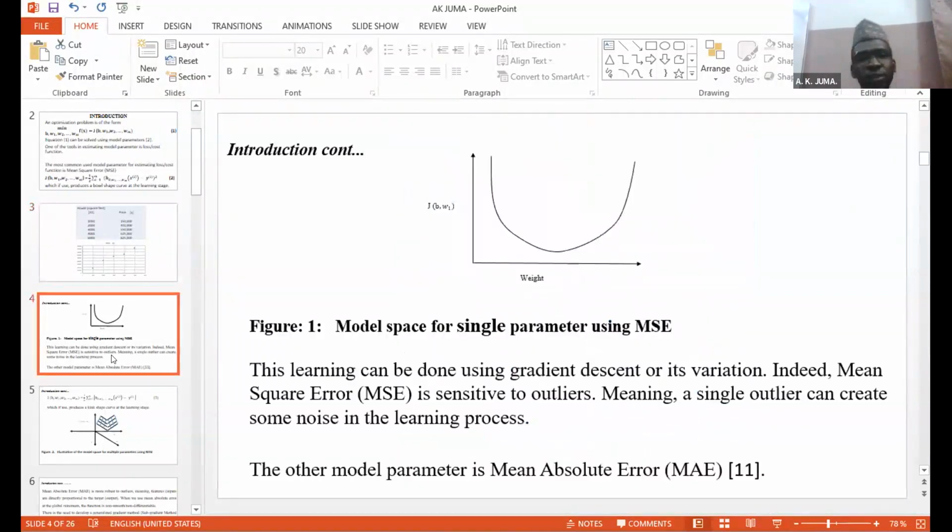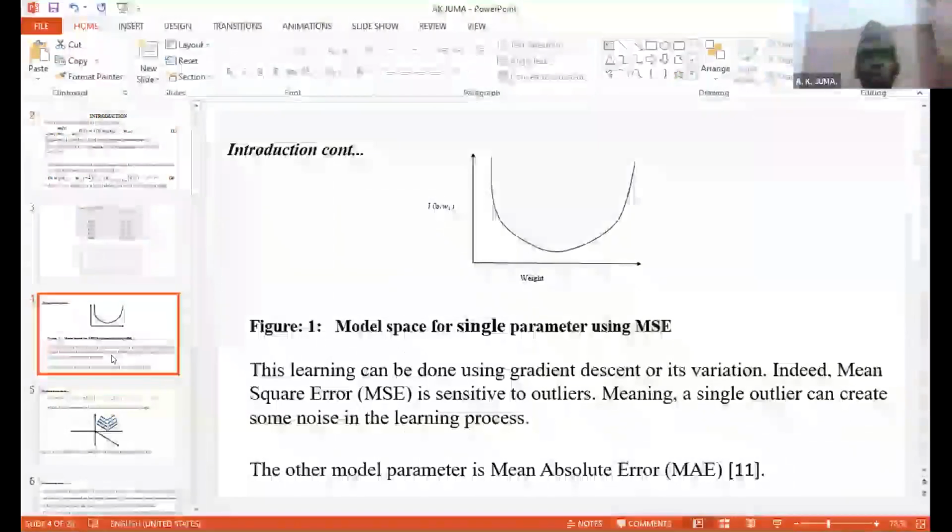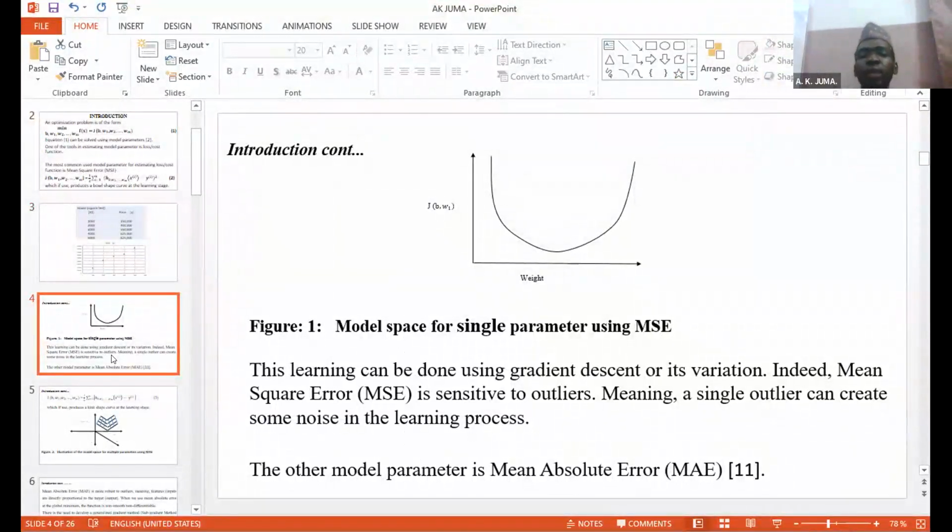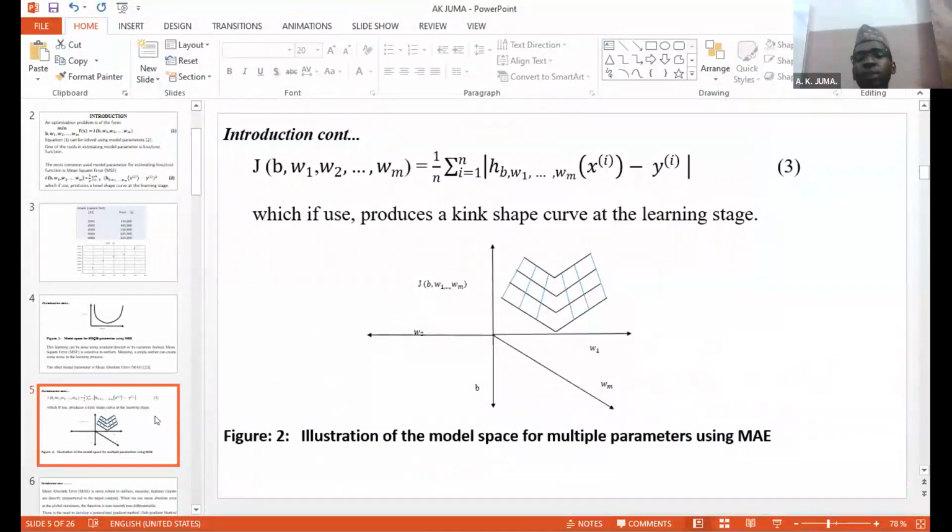If we adopted MSE, then at the model space for a single parameter, we are going to have something like this. The solution is the bottom part here, which can be reached using gradient descent. Again, if we adopted the L1 loss, that is the MAE, which we are interested in, then we are going to have a model space of this nature, which at the optimal feasible region is non-smooth or non-differentiable.